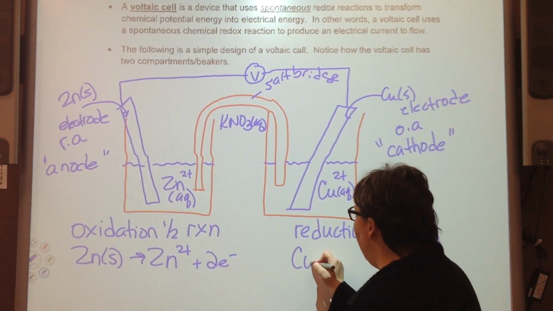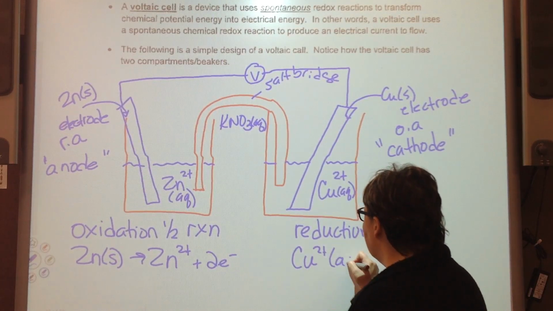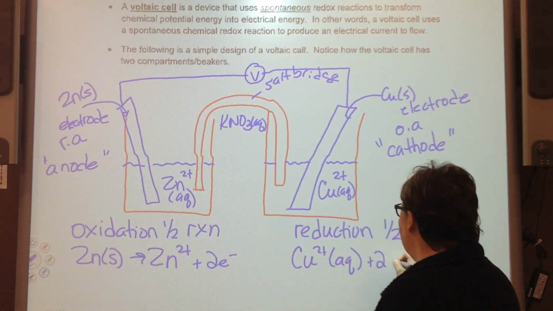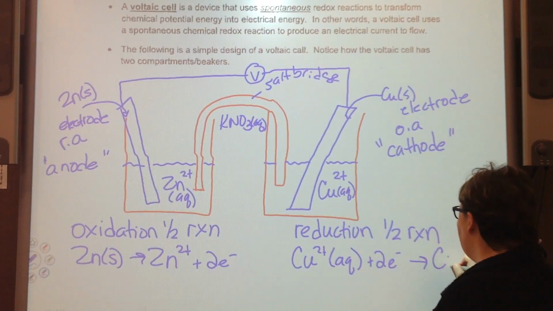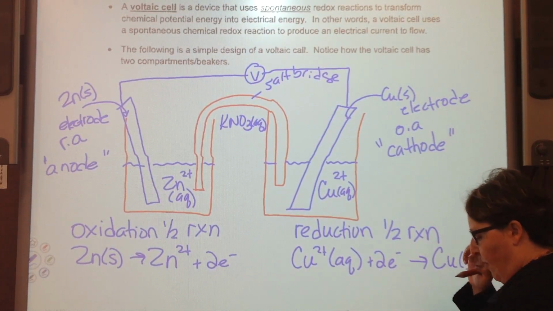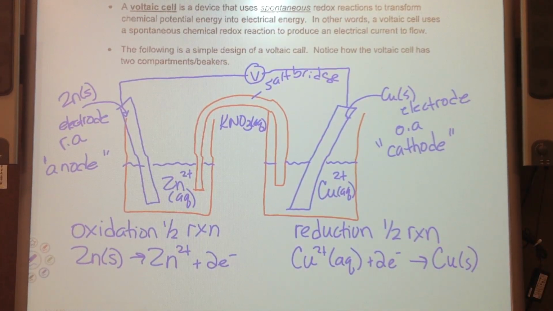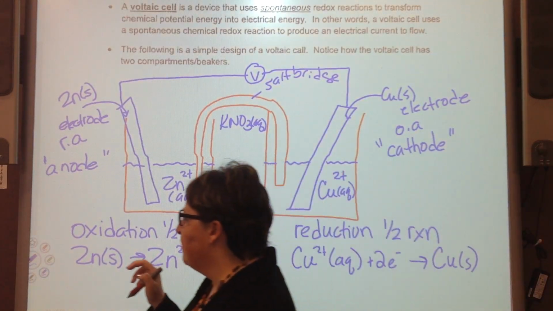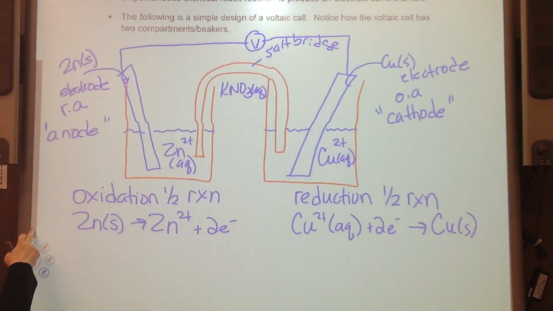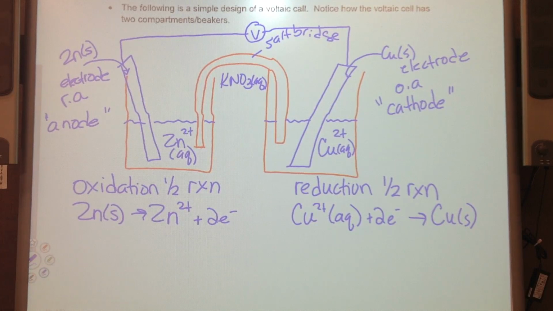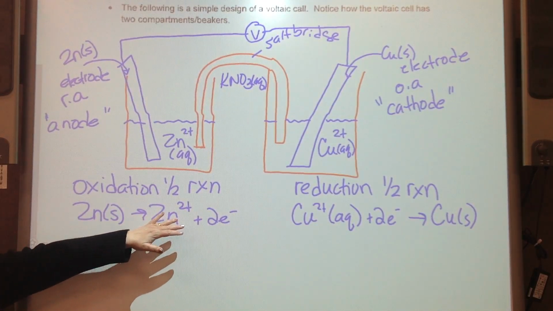So it's going to go from copper 2 plus, plus 2 electrons, to copper as a solid. Okay? Does that make sense?